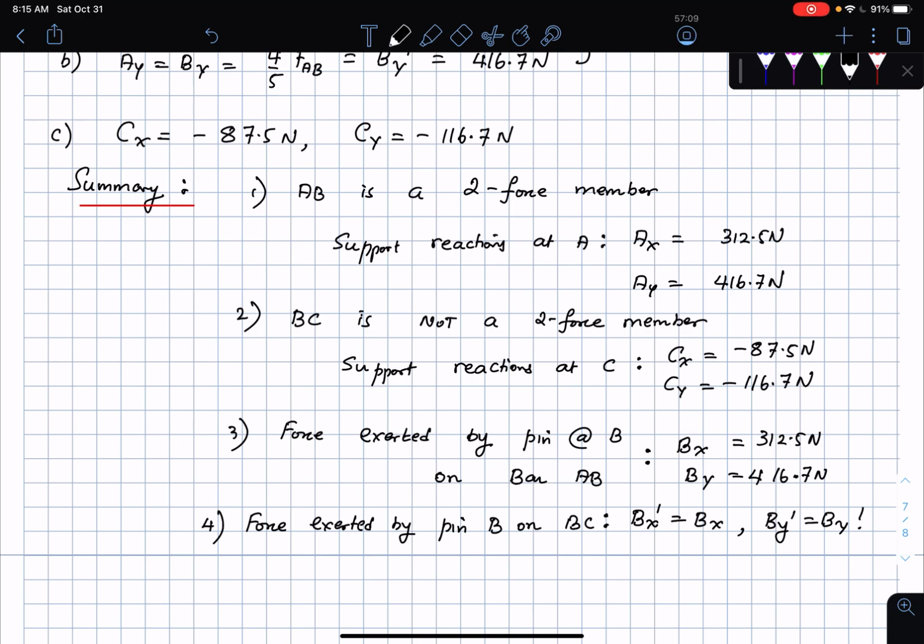All right. Appreciate your patience. This is an important lesson. If you understand this, then frames will be very, very simple. It will just be an exercise in solving rigid body equilibrium problems again and again.